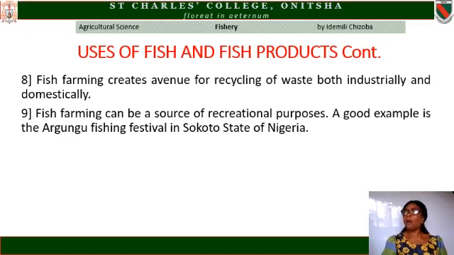Domestically, our leftover foods and other waste from the kitchen can be used in feeding the fishes. Number 9, fish farming can be a source of recreational purposes. A good example is the Argungu Fishing Festival in Sokoto State of Nigeria. This festival has attracted people from outside Nigeria, thereby yielding foreign exchange for the nation again.